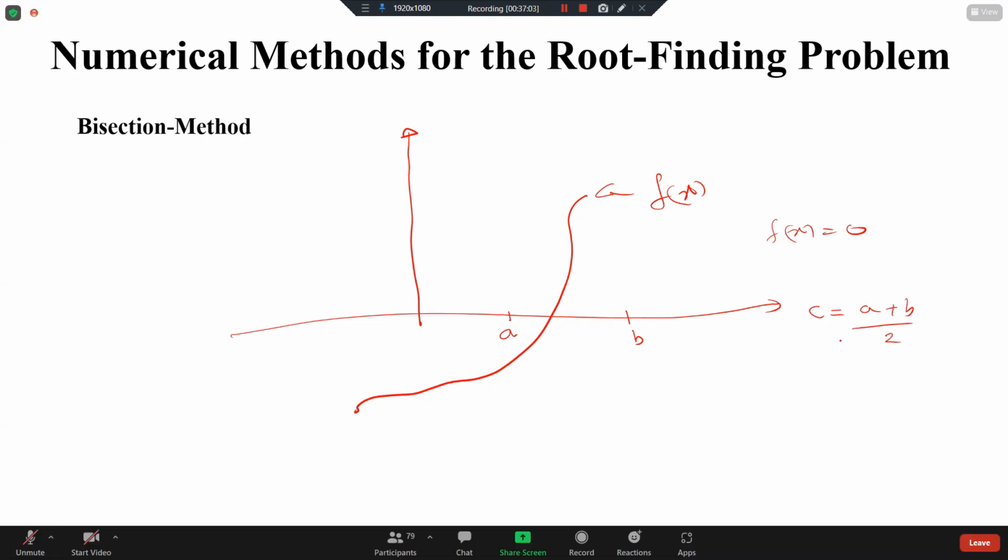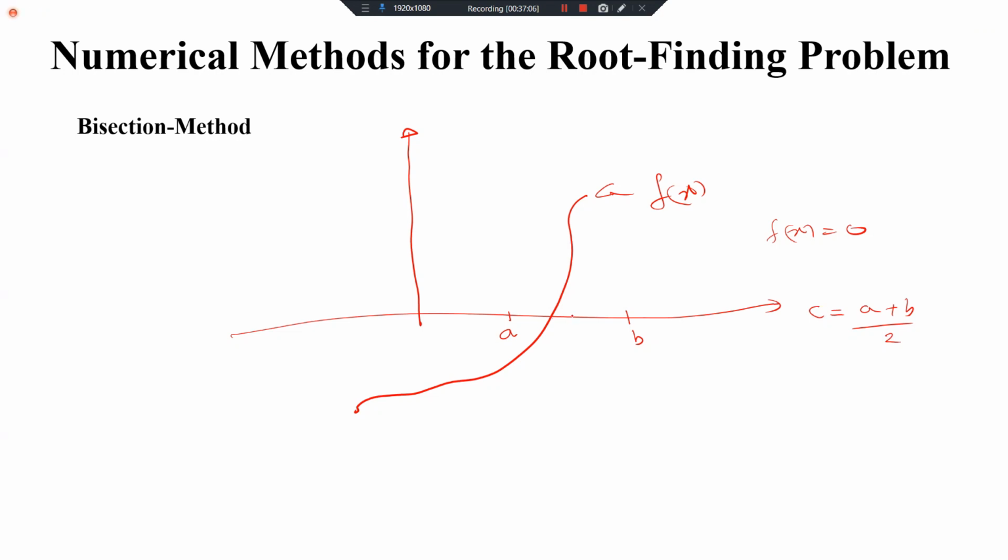Then let's say c is here. Then first, what's the value of f(a)? Is it greater than 0 or less than 0? This is your f(x). If we substitute x equal a, then you can get f(a). Is that less than 0 or greater than 0?